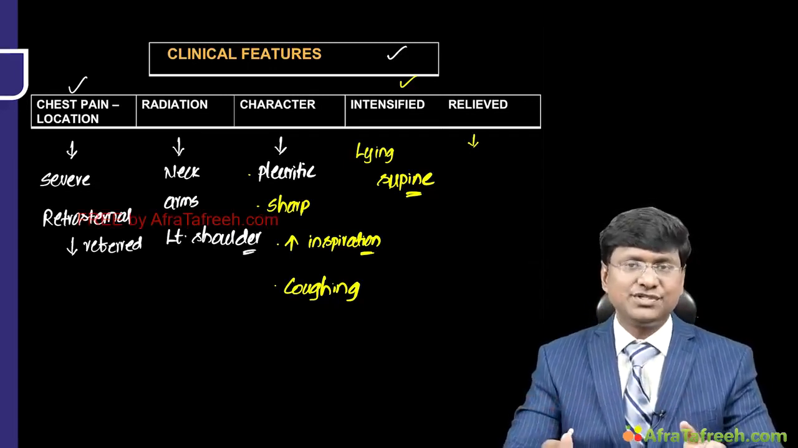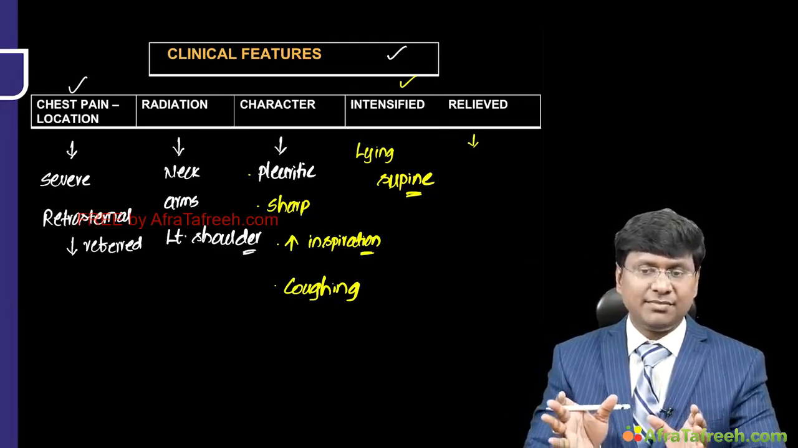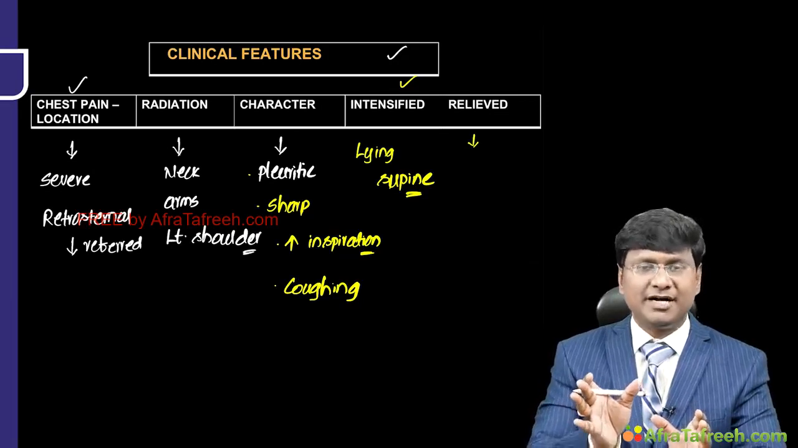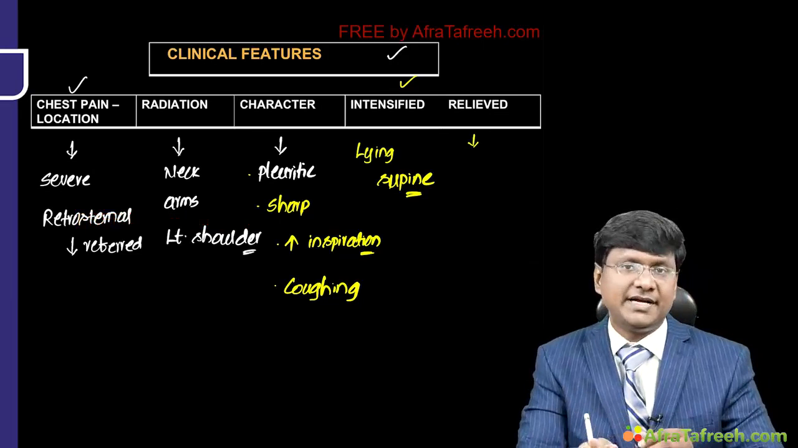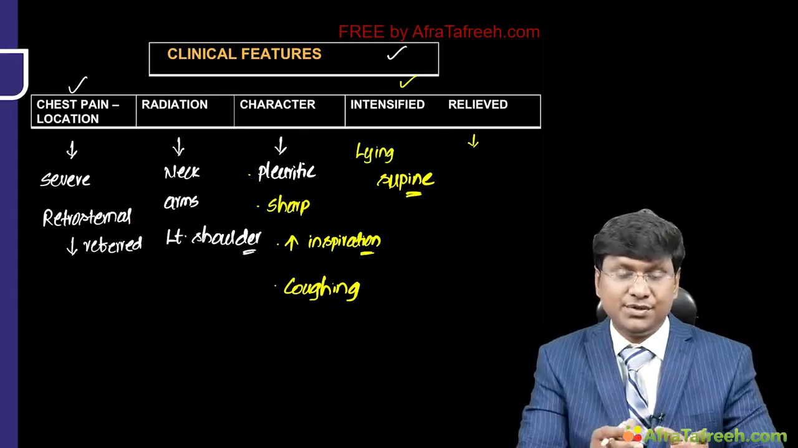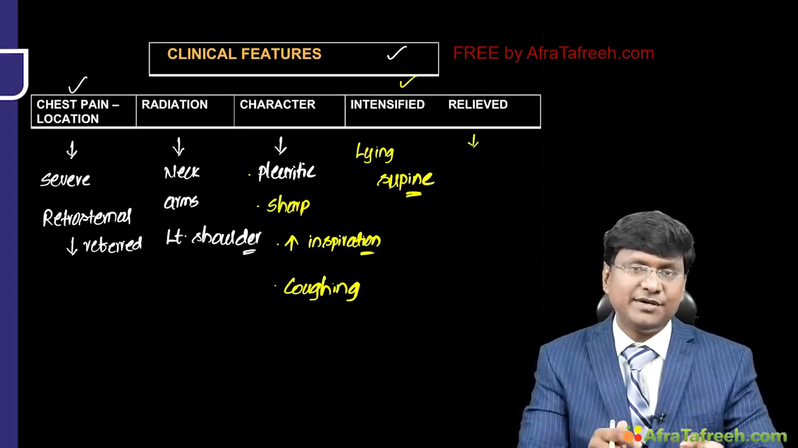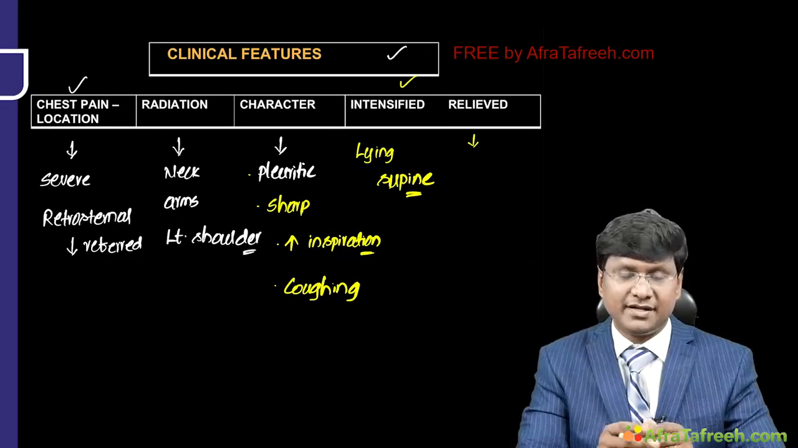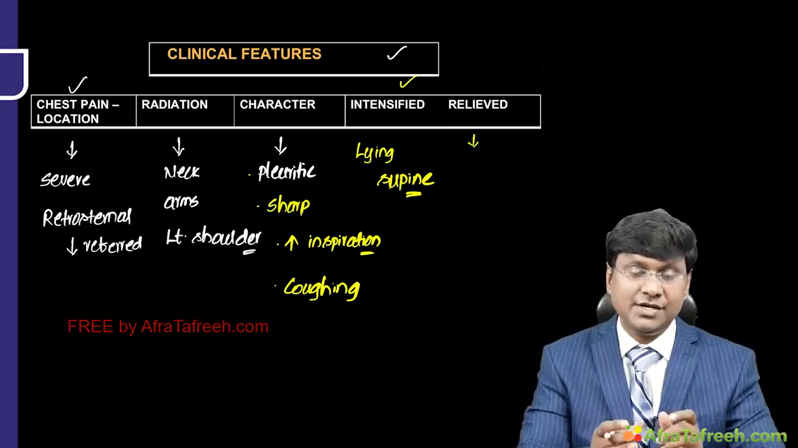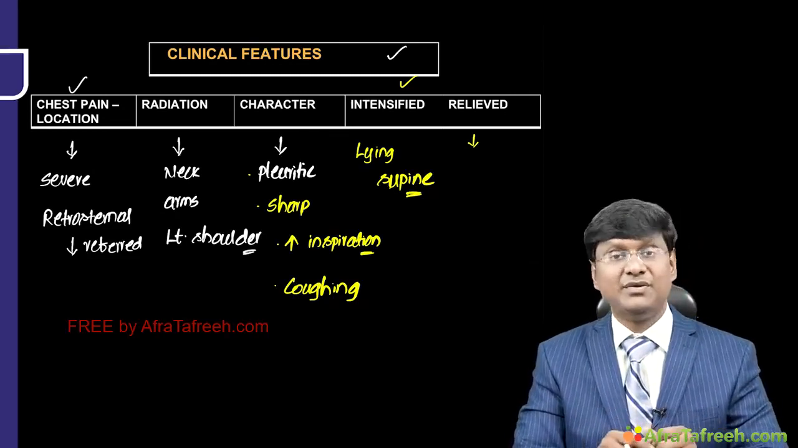In the lying down position, the gastric contents or the abdominal contents will be pushing the diaphragm up, and if this diaphragm comes in contact with the inflamed pericardium in the supine position, there can be aggravation of the pain. The other reason is that in the supine position, the venous return also increases, and there can be distension of the chambers of the heart, which comes in contact with the inflamed pericardium, and thereby the pain will increase.